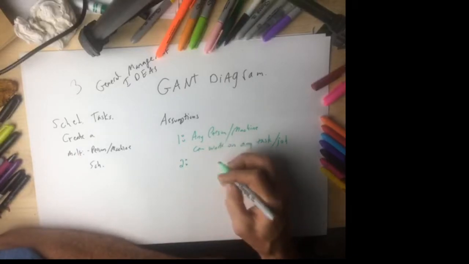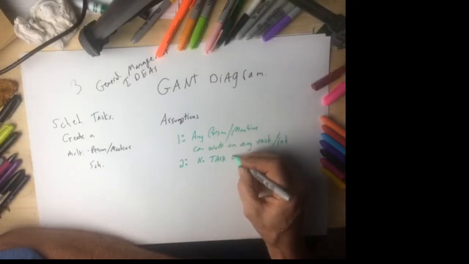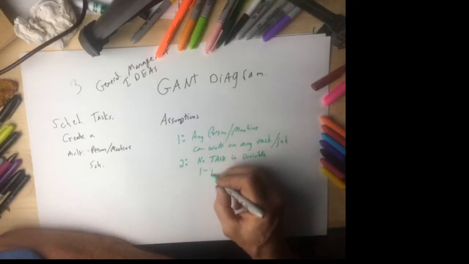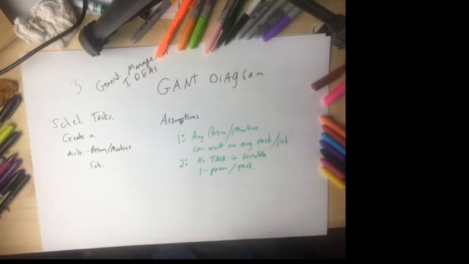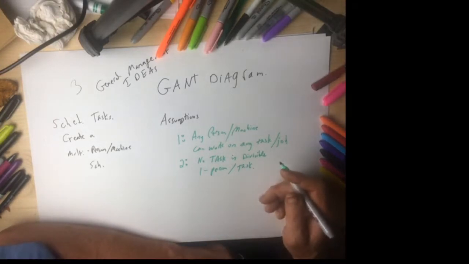Second, no task is divisible. One person per task. So you can't assign 3 people to pour cement, unfortunately, but it still is going to be very instructive. If you learn a more complicated scheduling algorithm later, this is one of the first things that they do to change production time.